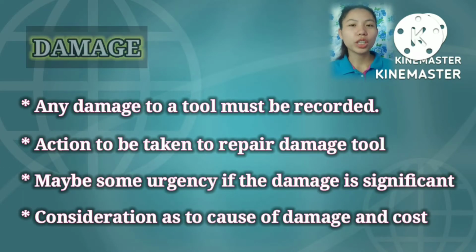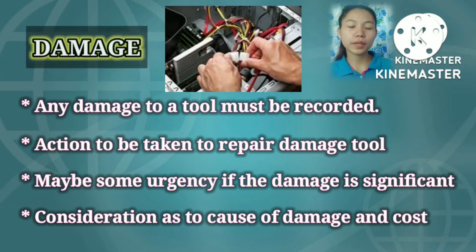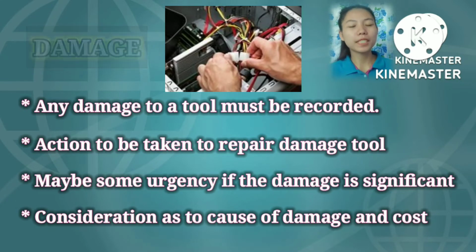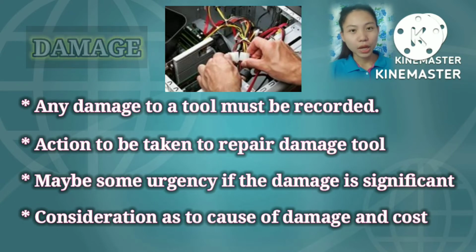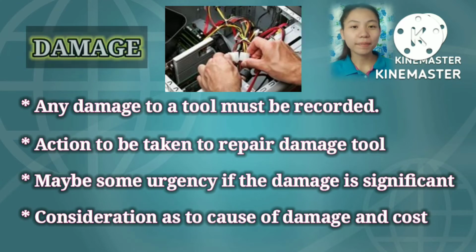Number 2. Damage. Any damage to a tool must be recorded. Action to be taken to repair a damaged tool may be of some urgency if the damage is significant. Consideration as to cause of damage and cost. So what are the business rules about damage to a tool?